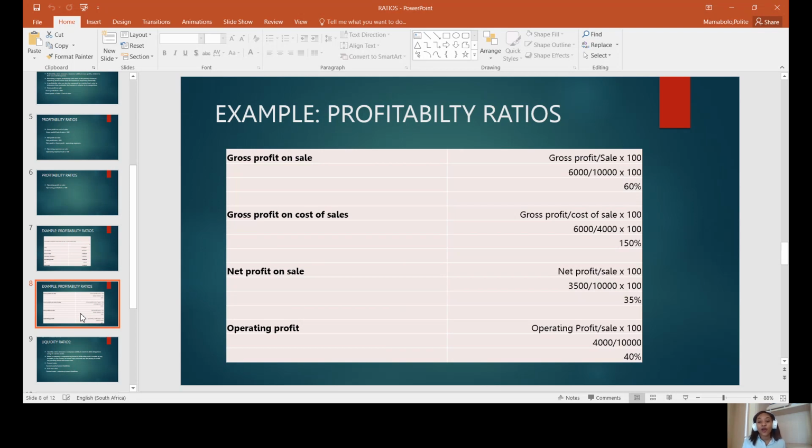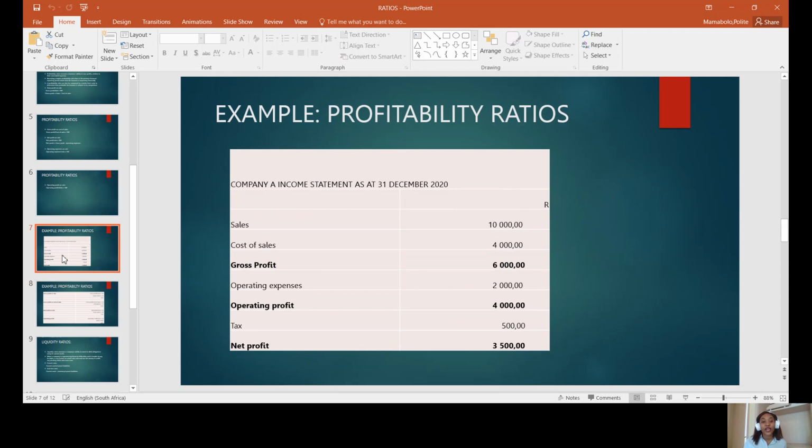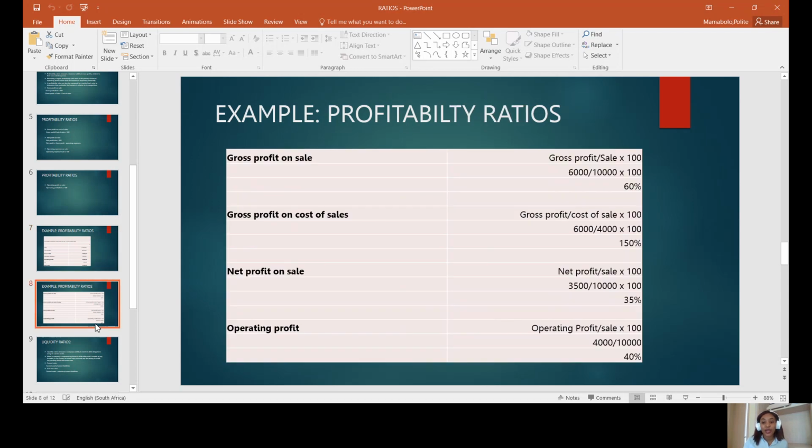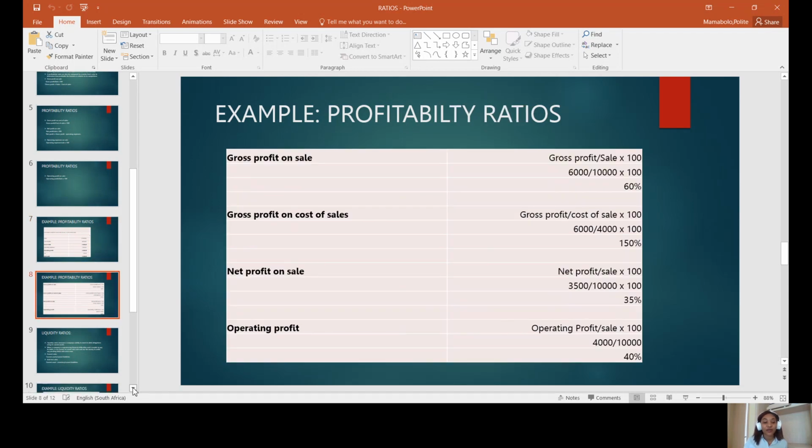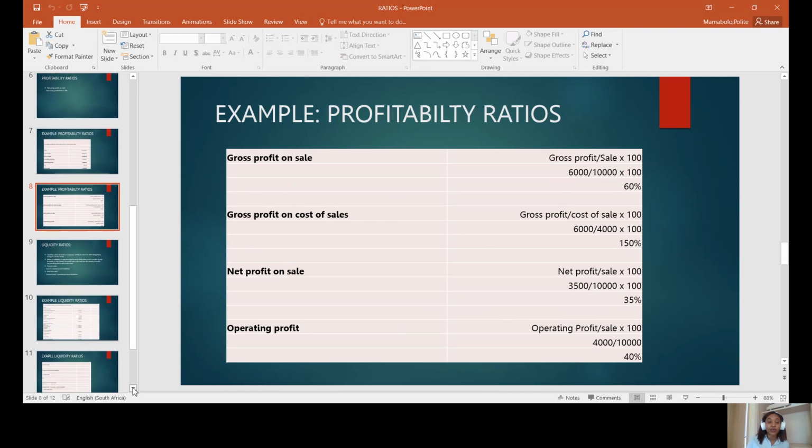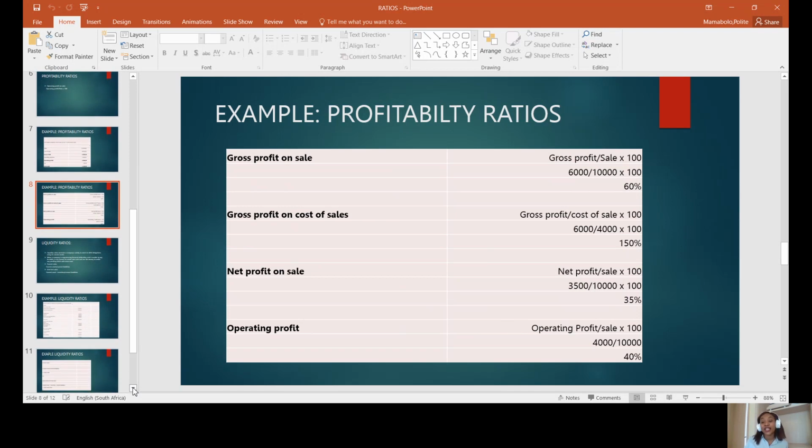The operating profit is operating profit over sales multiplied by 100. Again, we go here, operating profit is 4,000 over 10,000 multiplied by 100, then we get 40%. So those were the profitability ratios, and I hope you understand them. We're going to be covering liquidity ratios just now.